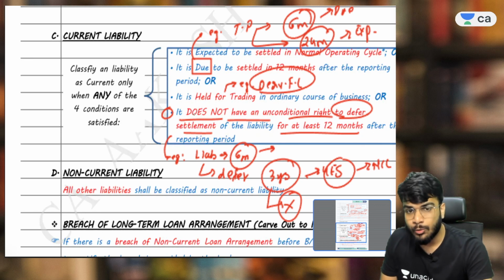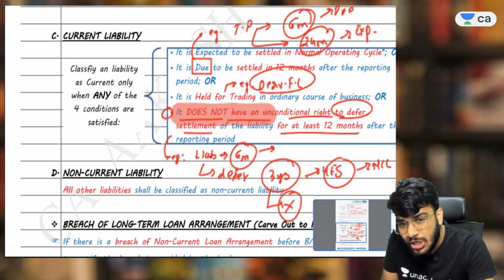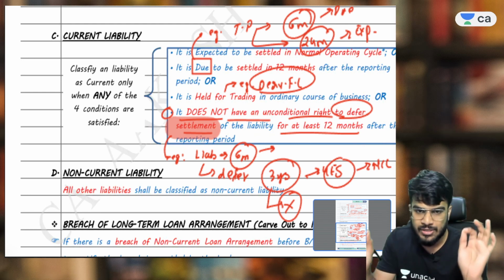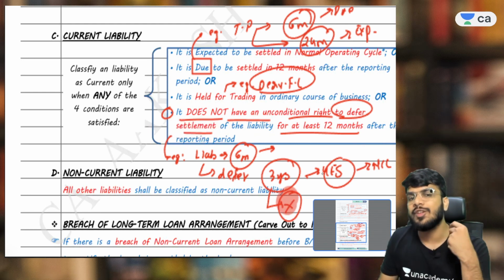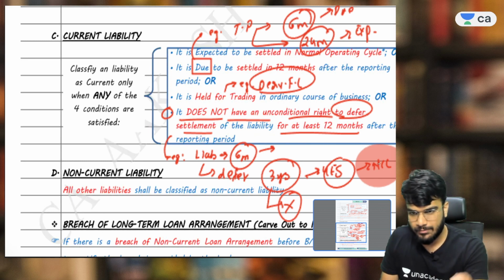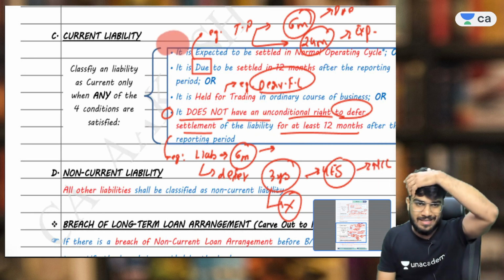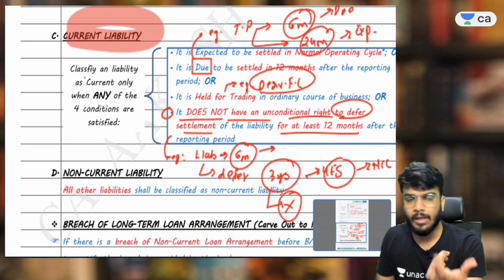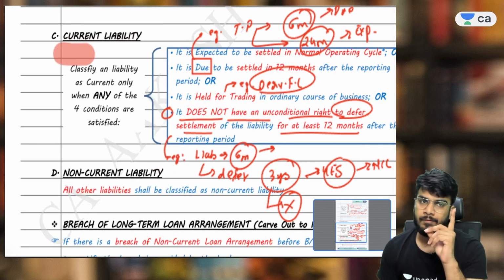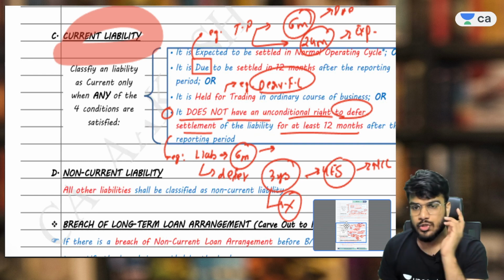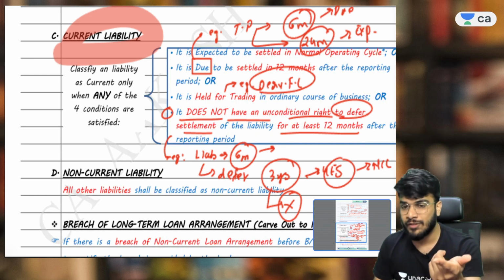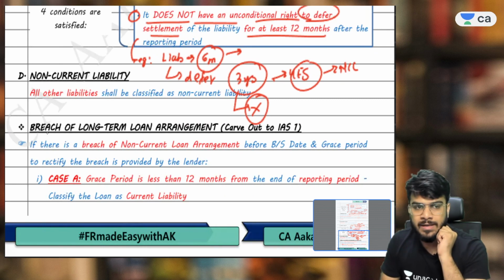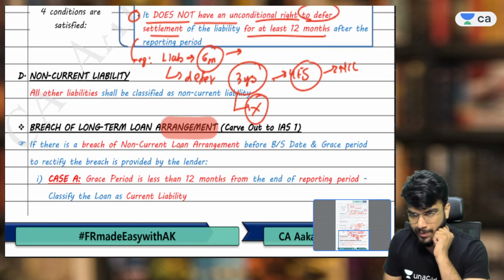So now let's try to read what they are trying to say. If it does not have an unconditional right to defer the settlement, if we do not have any such right, it will be current. If we have a right to defer it, then it will be non-current, right? So these are the 4 conditions under current liability, right? So if any one is met, we can classify it as current. So first definition was current asset, next definition was current liability. The next point which is important in IND AS 1 is breach of long-term loan arrangement, right?